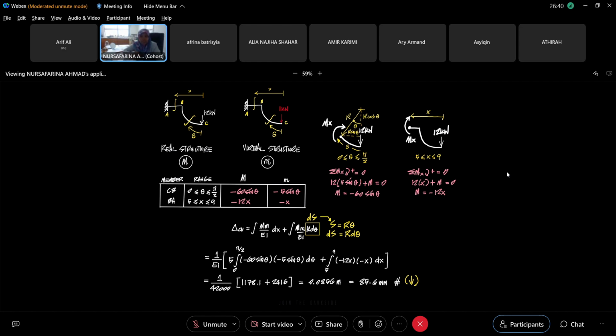If it is a cantilever, you have 2 choices. You can cut from the right hand side or the left hand side. In this case, the easiest is to cut from the right hand side. Why? You no need to find the reaction at the support. Because we can cut from the right, now we want to find the deflection at C. So 1 kilonewton we apply at C.